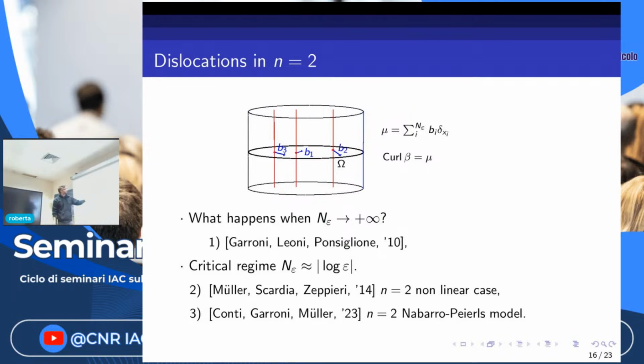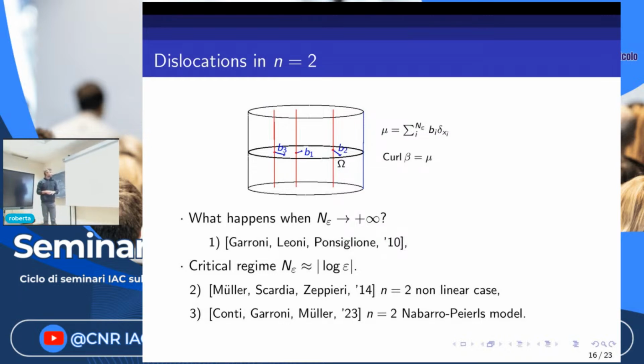And so you can view dislocations as points sitting on the intersection between a cross-section of your domain and the dislocation line. In this context, the dislocations can be seen as Dirac deltas centered on the points, with a Burgers vector, with discrete multiplicity. And the authors studied different regimes in which the number of dislocations can diverge.